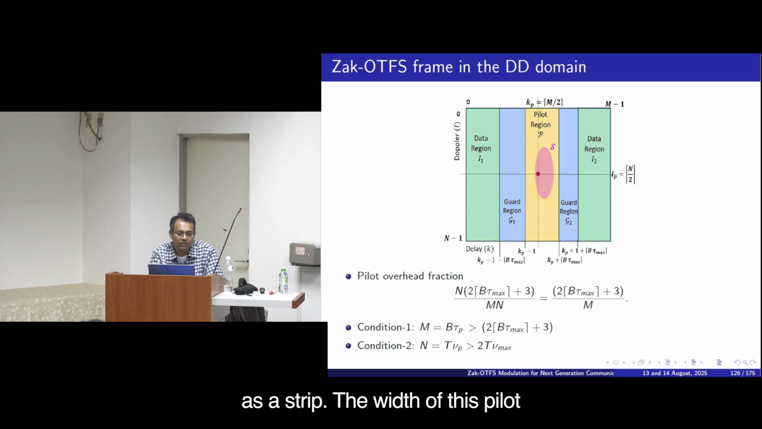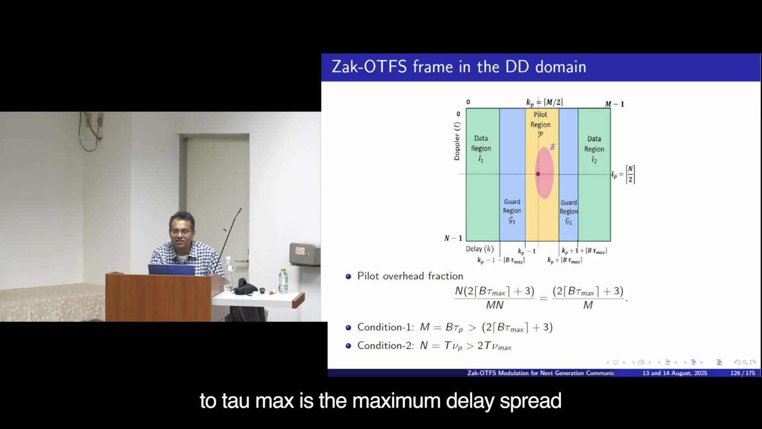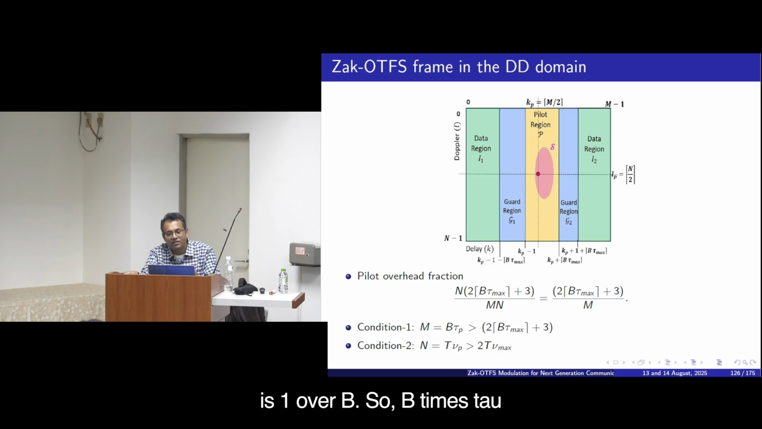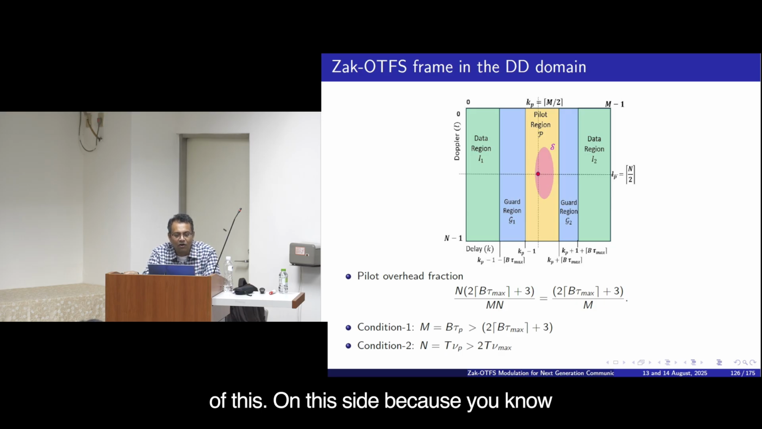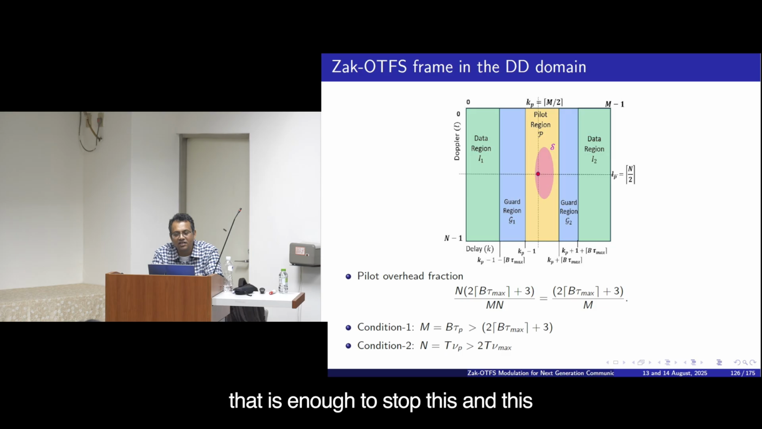The width of this pilot region along the delay will be roughly equal to tau max, the maximum delay spread, divided by the delay resolution, which is 1 over B. So, B times tau max is the number of delay taps, you can say. That is roughly the width of this. On this side, because the delay is never negative, the information symbols on this side will not create too much interference for the pilot, right. So this width is only 1, just one delay tap, that is enough to stop this and this from interfering.